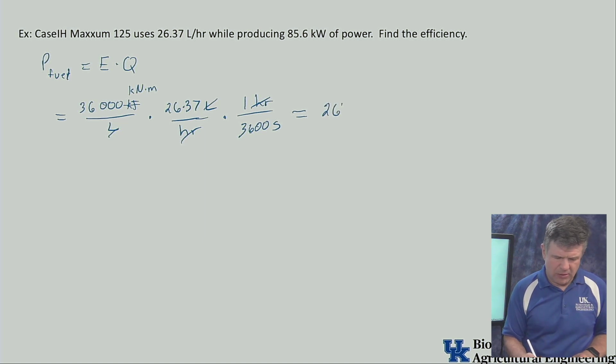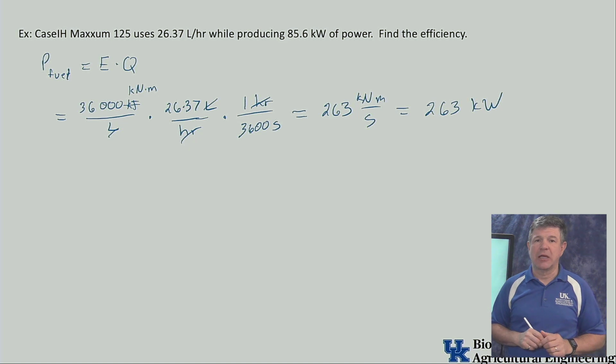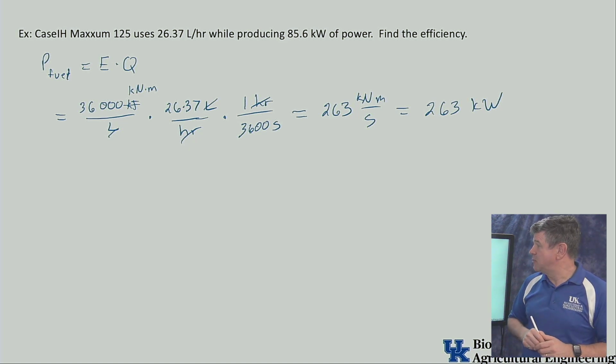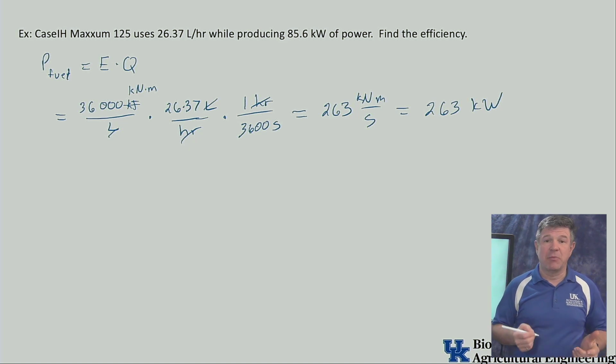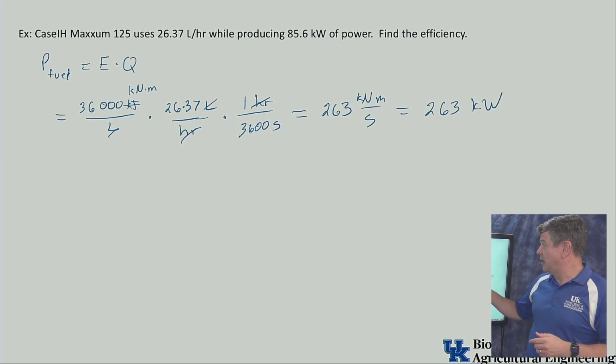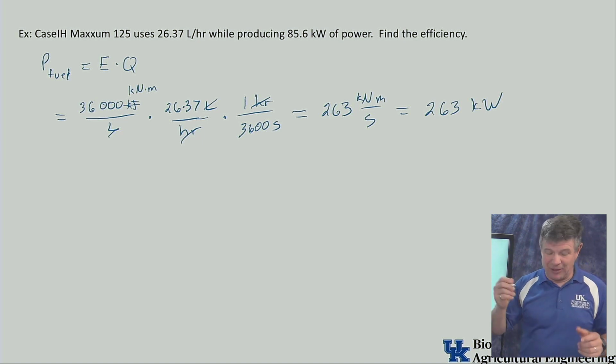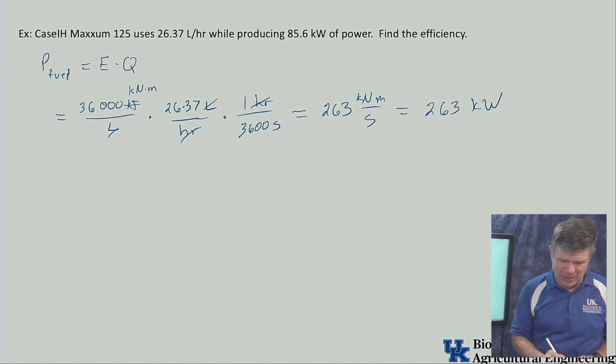I end up with 263, and that's kilonewton meters per second, which is 263 kilowatts. Same thing as a watt. A kilonewton meter per second is a kilowatt. So there's my power input. That's my fuel equivalent power. All right, you can already see it's not good. 263 kilowatts going in, 85 coming out. All right, let's calculate what that efficiency is, see if it's any better.